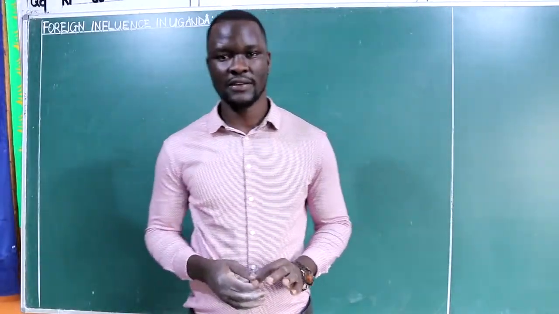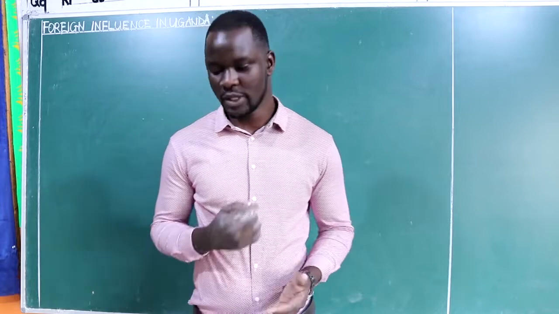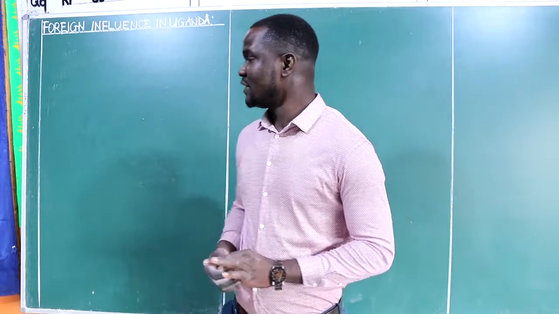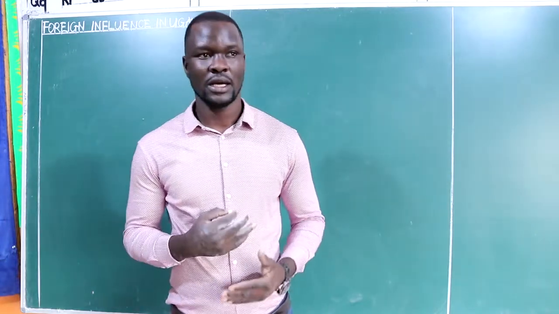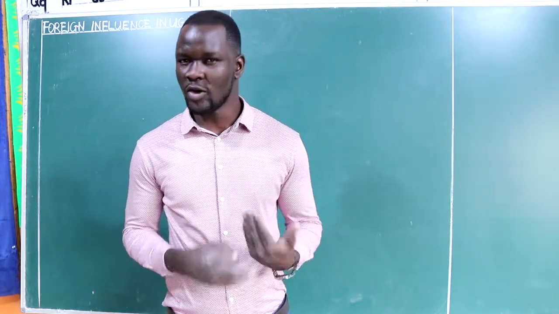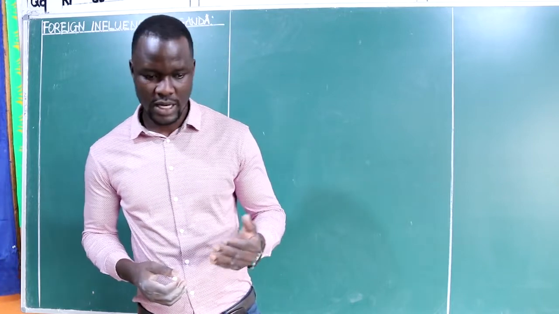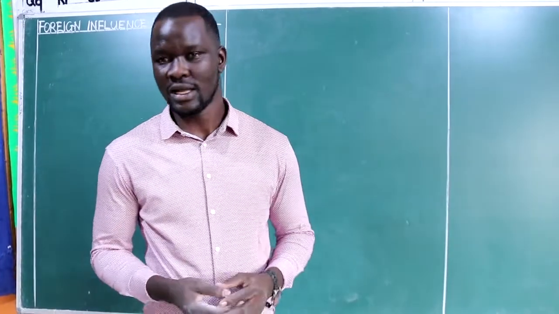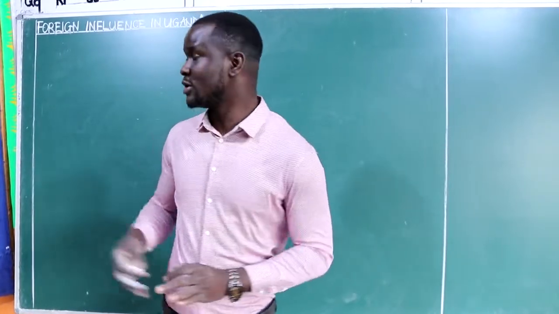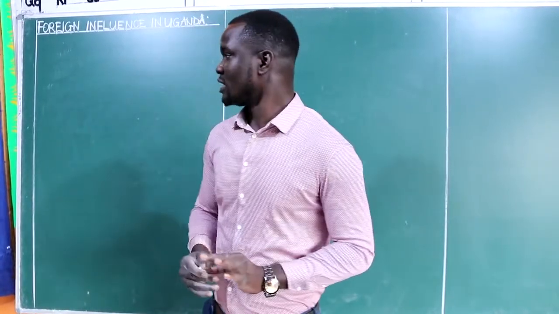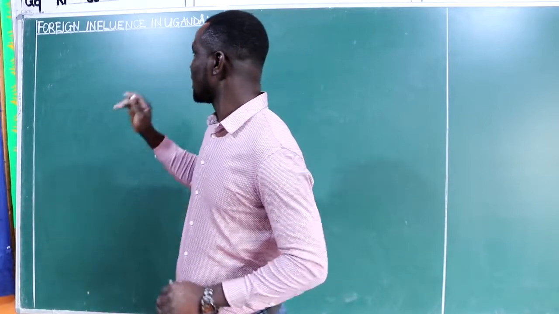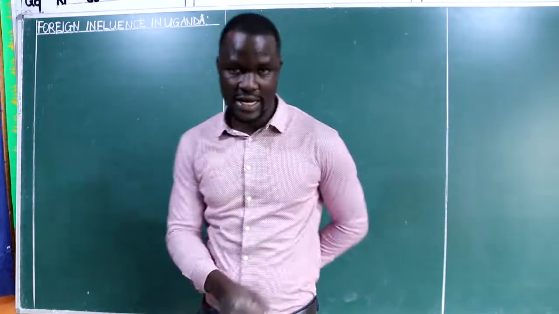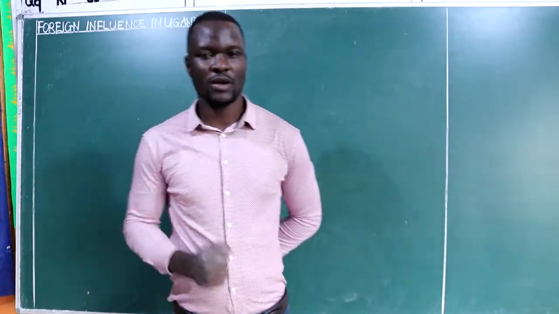It's a primary 5 class, term 2, topic 2 of term 2. In the previous topic, we were looking at the people of pre-colonial Uganda, meaning the people who were in Uganda before the coming of the colonialists that we are now going to introduce in this topic. This topic is written as foreign influence in Uganda. That is the topic that we are going to begin.